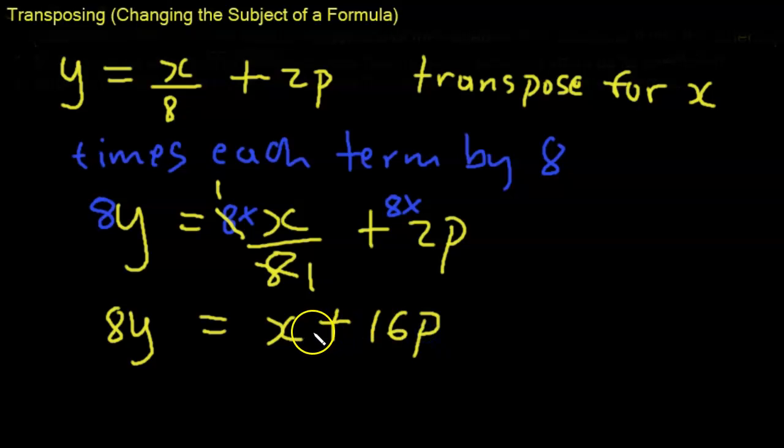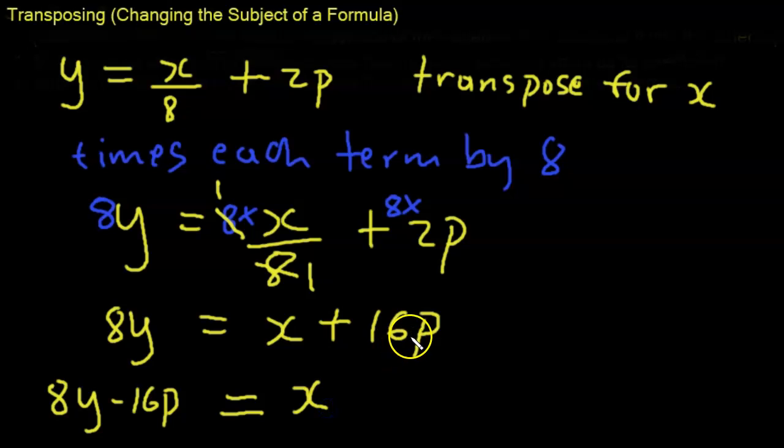And therefore, to get the x on its own, we just minus 16p from both sides. So 8y minus 16p. And the 16p is no more, because we subtract it. So we group it with the 8y. It's now minus 16p. So x equal 8y minus 16p, and we are done, since we have x isolated by itself on one side of the equation.